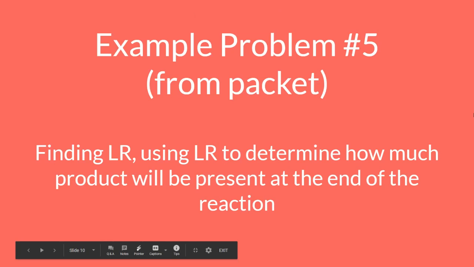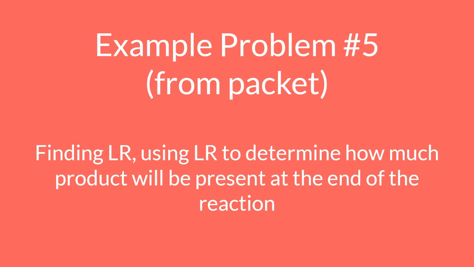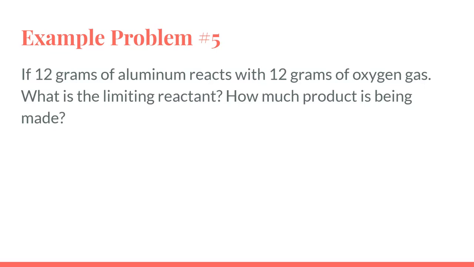All right, we are going to start with example problem number 5 in your packet, and we are going to practice finding the limiting reactant and then using that limiting reactant to determine how much product is being made. Problem number 5 says, if 12 grams of aluminum reacts with 12 grams of oxygen gas, what is the limiting reactant and how much product is being made?